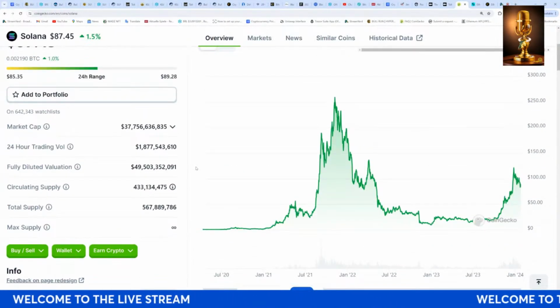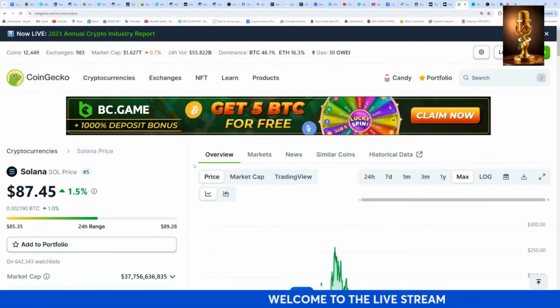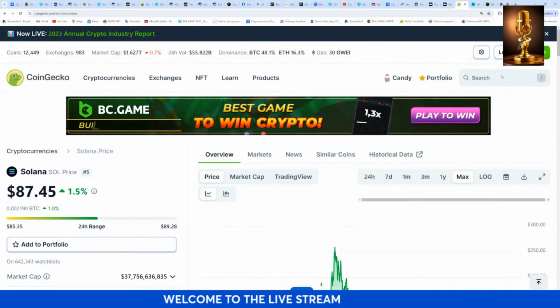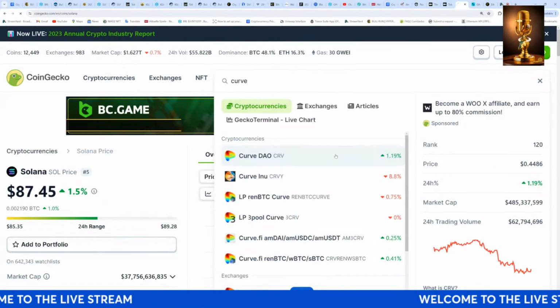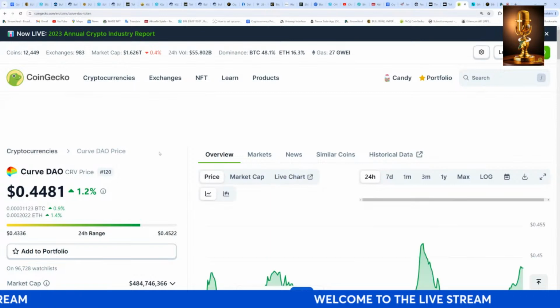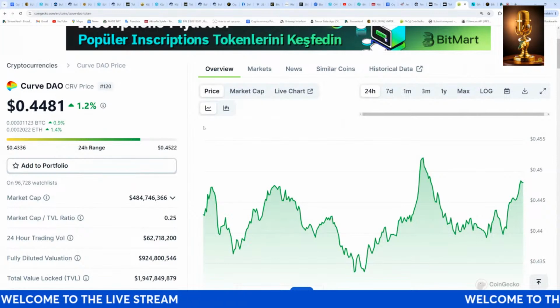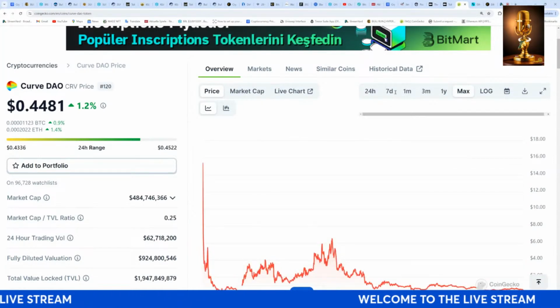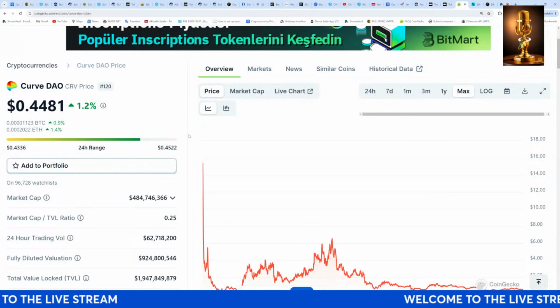We will summarize all four of them at the end. And the final one that we want to look at is Curve. Curve's strength is it is a liquidity provider. Like you can stake and you can provide liquidity on the Curve platform. So this is what it does.